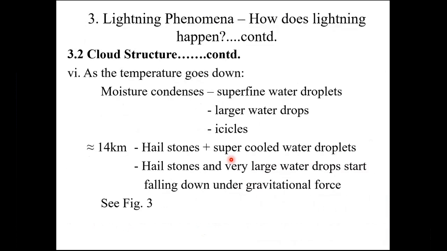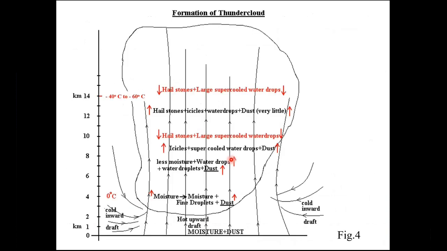Now, once the large water droplets and hailstones become sufficiently large, the gravitational force attracting them downwards will make them fall down. So now the cloud has an updraft consisting of hot air, moisture, aerosol particles, and icicles, slightly condensed moisture going upwards, and then downward moving large water droplets, supercooled water droplets, and hailstones. They are coming down. So it's a very interesting picture within the cloud.